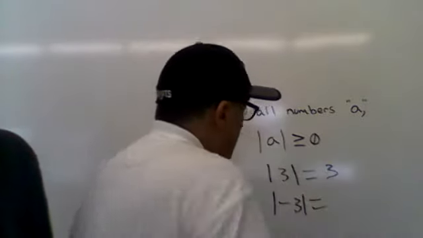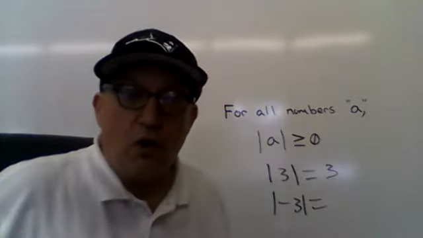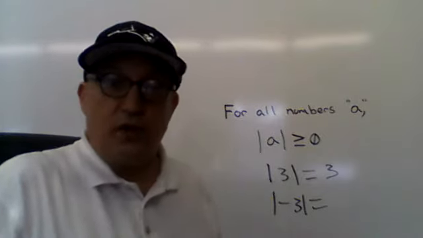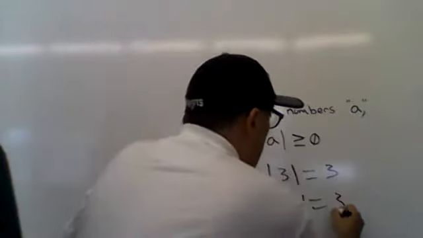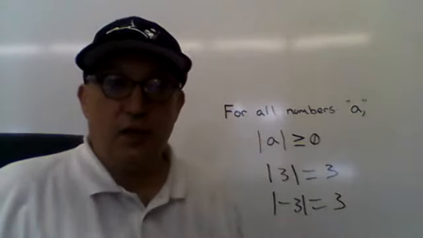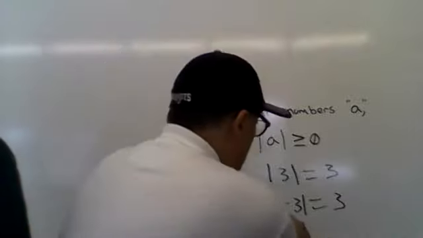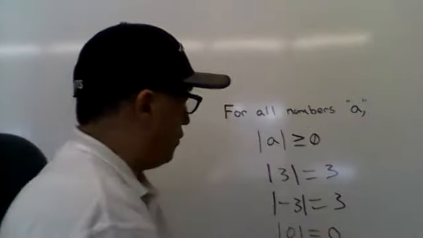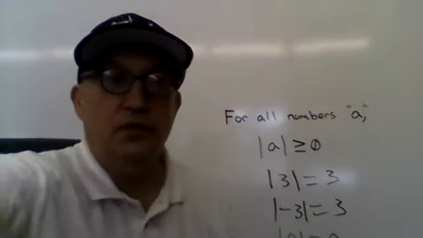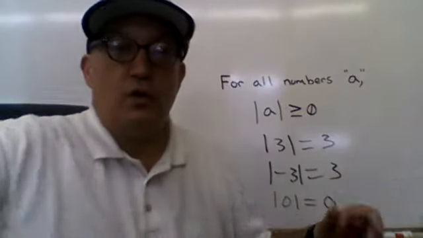But the distance away from 0 of -3 is also 3. -3 is also 3 units away from 0. So the absolute value of -3 is also 3. Now the absolute value of 0, as I said, is 0. The distance of 0 from itself is 0 units.